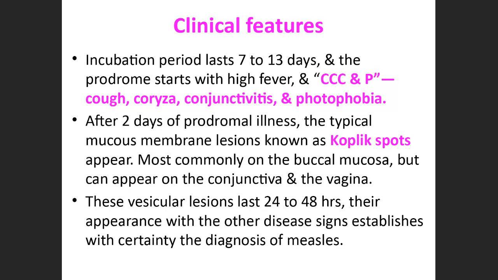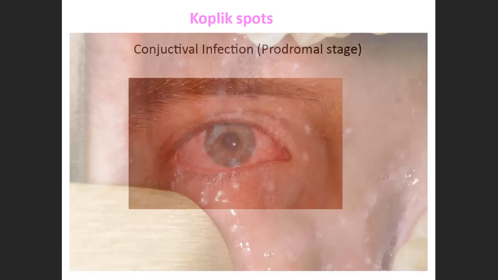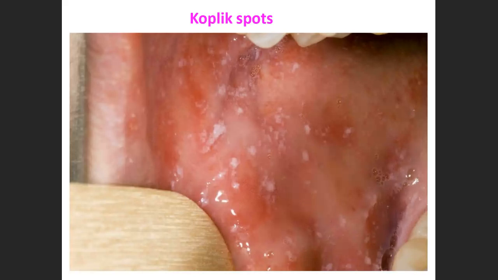These vesicular lesions last for around a couple of days, like 2 days. Then you can diagnose the infection with the appearance of these Koplik spots along with other clinical signs. Here is a picture of conjunctival infection in the prodromal stage. These are the Koplik spots, if you can see. White, tiny white spots.